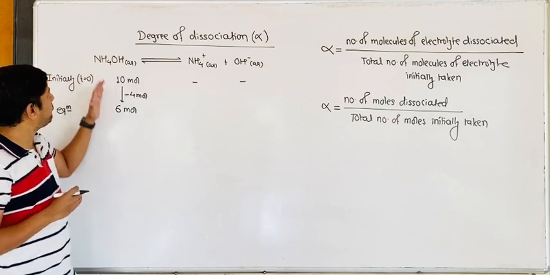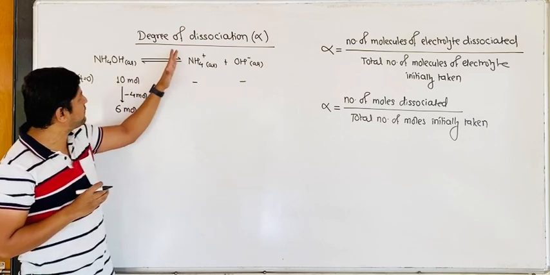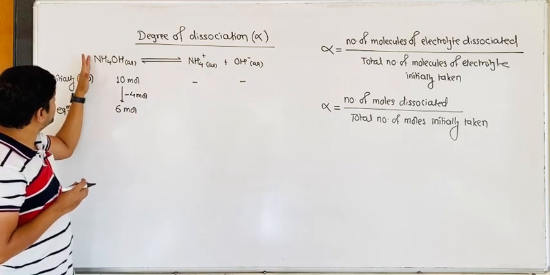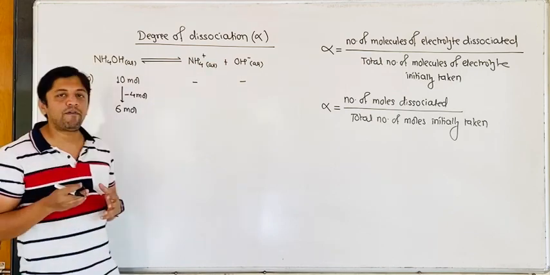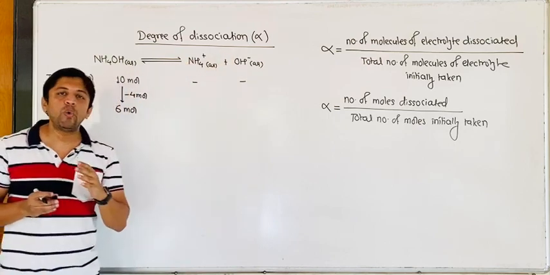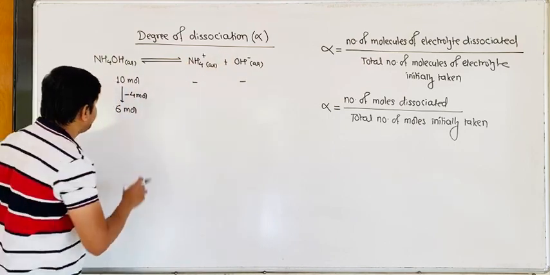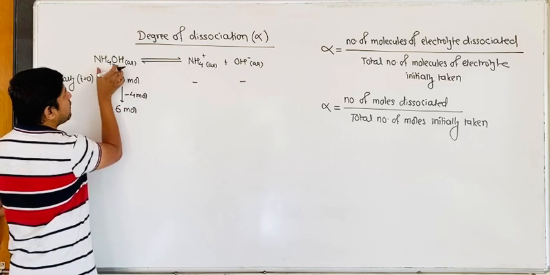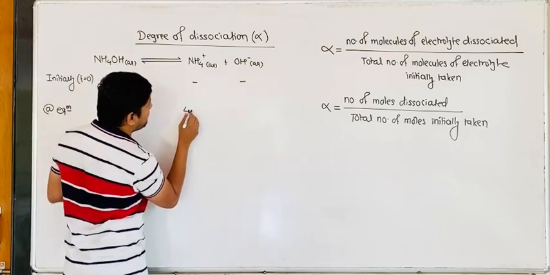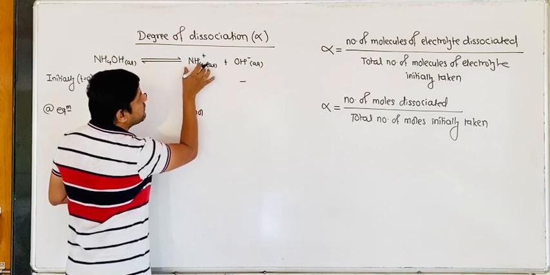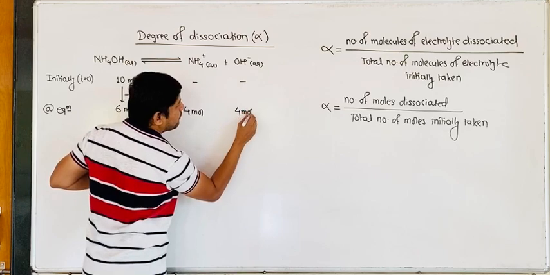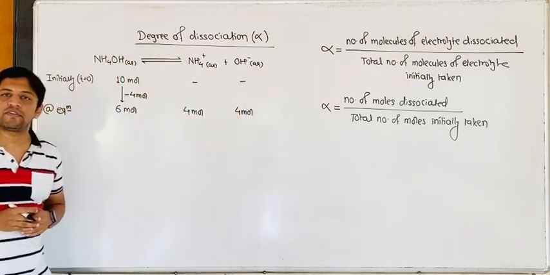As stoichiometry of this dissociation process is 1:1:1, that means when 1 mole of NH4OH is dissociated, it forms 1 mole of NH4 plus ions and 1 mole of OH minus ions respectively. Now when 4 moles of NH4OH are dissociated, it will result in formation of 4 moles of NH4 plus ions and 4 moles of OH minus ions.